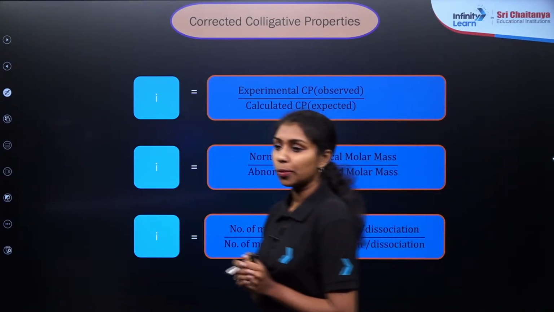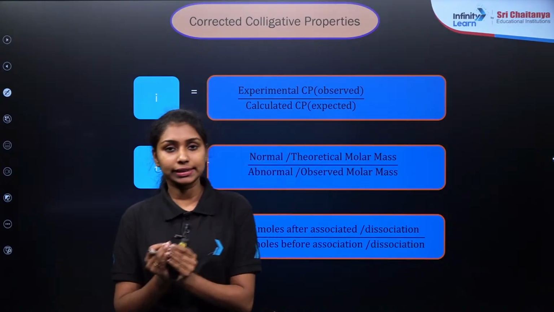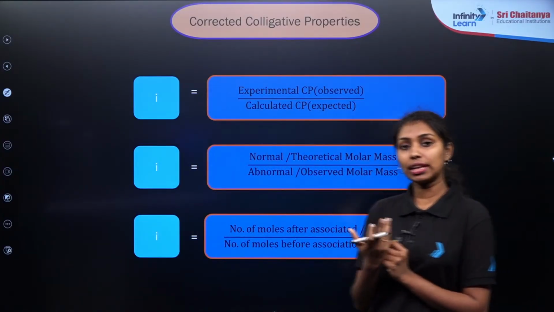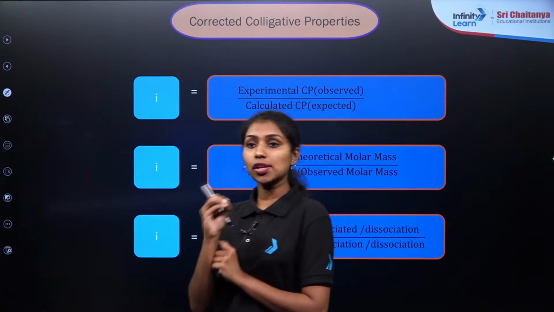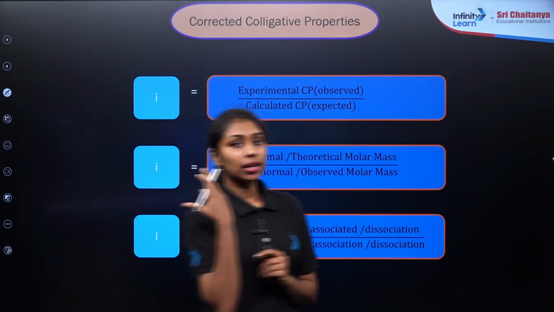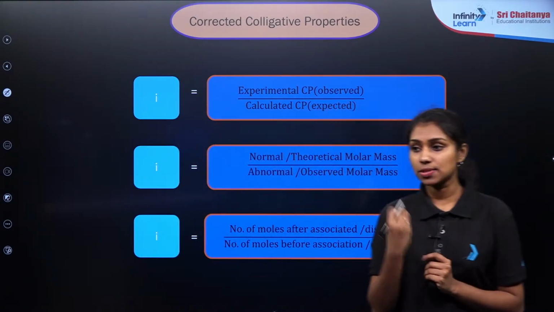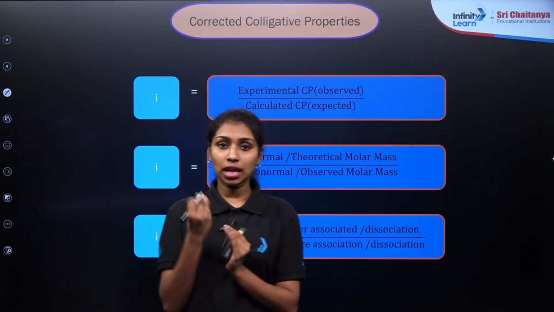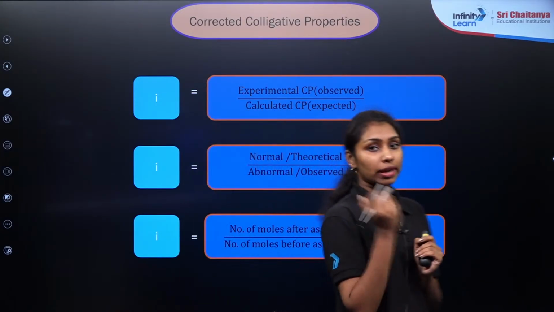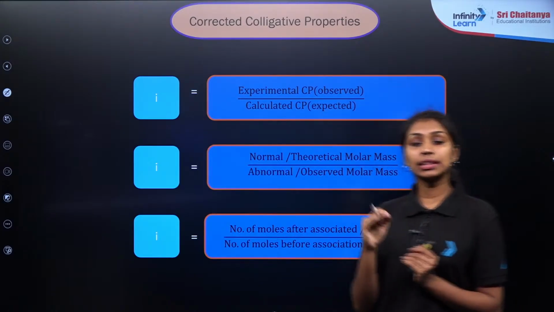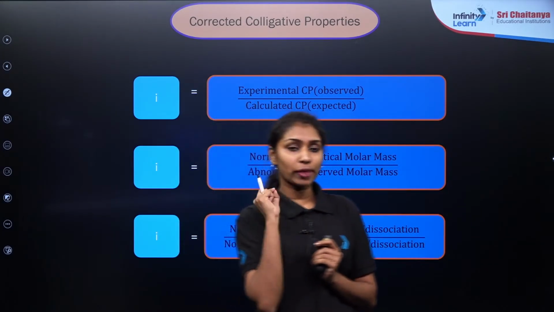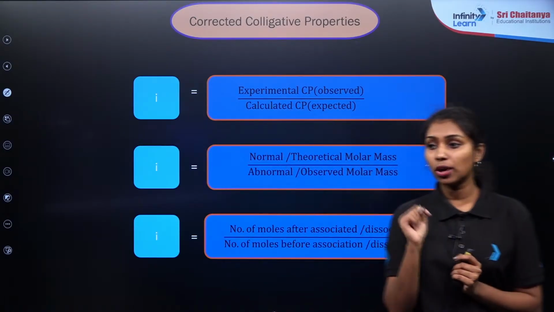So we have discussed the Van't Hoff factor, right? If you are having any electrolyte, there will be chances of association or dissociation, right? So that colligative properties change. Such colligative properties are known as abnormal colligative properties. In order to correct the colligative properties, we use a factor known as the Van't Hoff factor, denoted by the small letter i.